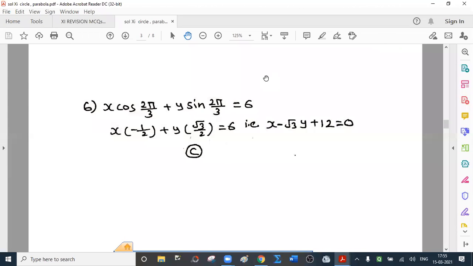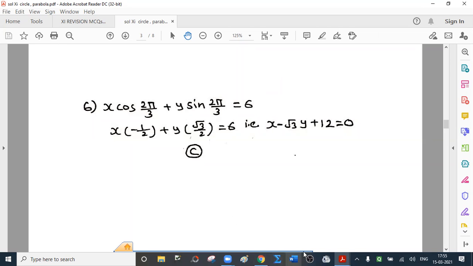See, what is the equation of tangent to standard circle at P of theta on it? It is x cos theta plus y sin theta equal to a, where a is radius. In this case, it is 6. And what is that angle? 2 pi by 3. 2 pi by 3 means what? 120 degrees. Cos 120 degree is cos of 180 minus 60.